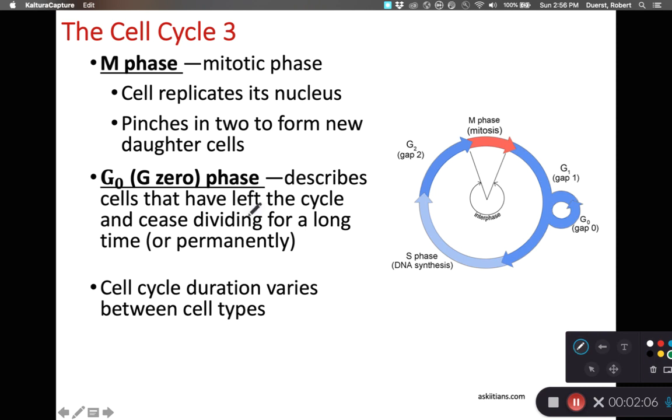As we look at M phase, M for mitotic phase, this is when we divide the nucleus. And at the very end of M phase, we pinch off the cell to form two new daughter cells, where we pinch off the cytoplasm in particular.